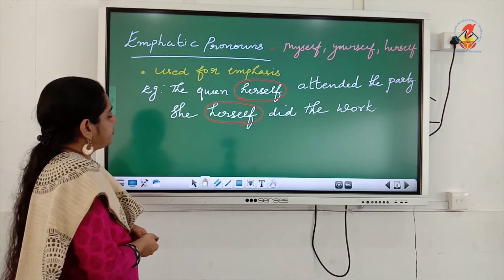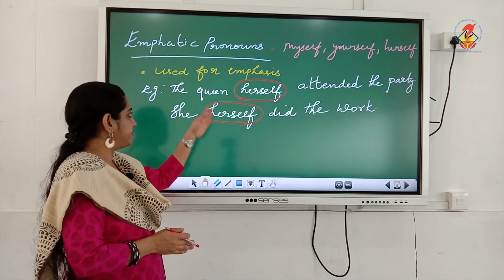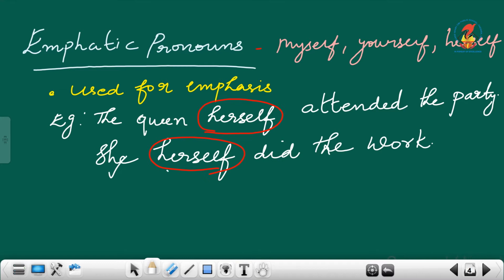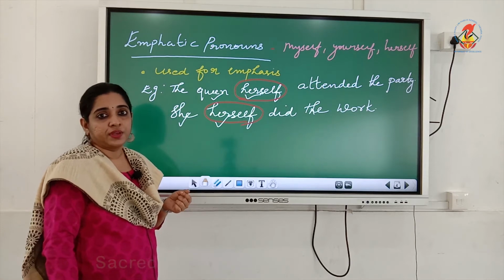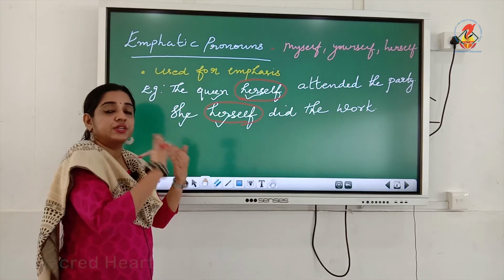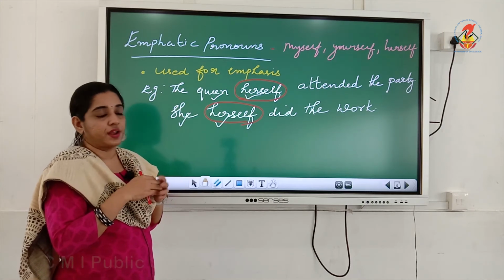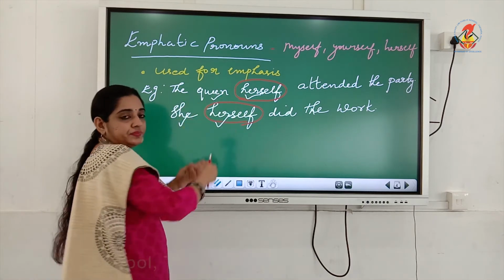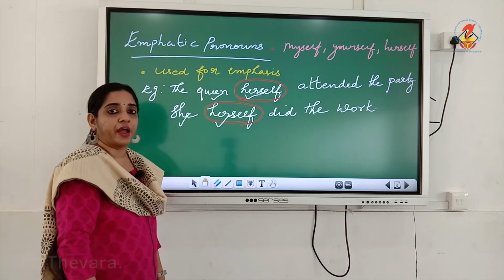Now she herself did the work. Same. She herself, I am giving importance to these two things. See, subject, I am giving importance to the subject. So, that is an emphatic pronoun. What do you mean by the reflexive pronoun? The subject is doing the action and the subject is receiving the action. That is a reflexive pronoun. Emphatic means you are stressing. You are giving importance to the same person. That is an emphatic pronoun.